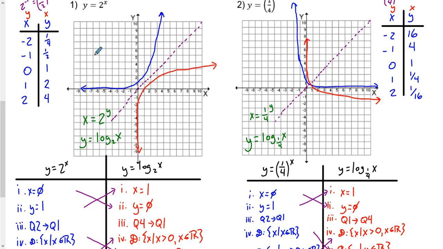If we're looking at this exponential, this is an increasing exponential. On the logarithmic side, it's also increasing, because if we're reading from left to right, it's still getting bigger and bigger. This characteristic does not change. On the exponential, this is a decreasing exponential.